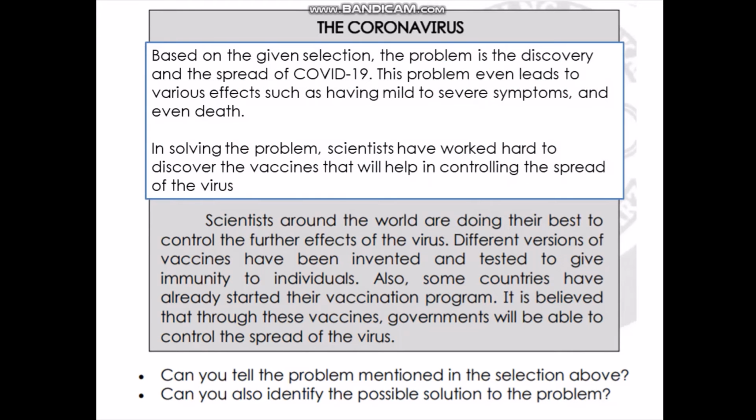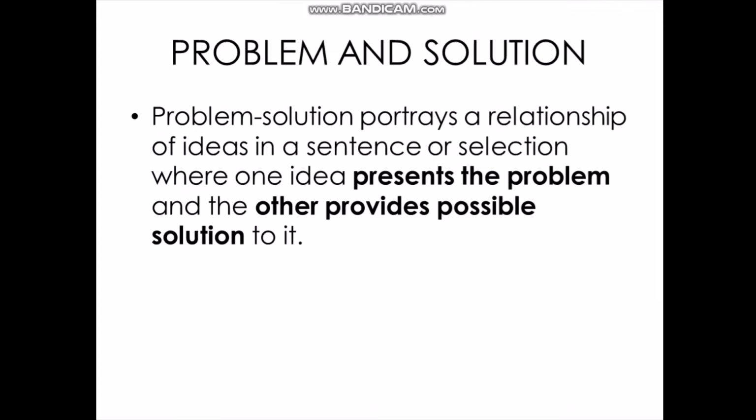So, based on the given selection, the problem is the discovery and the spread of COVID-19. This problem even leads to various effects such as having mild to severe symptoms and even death. So, in solving the problem, scientists have worked hard to discover the vaccines that will help in controlling the spread of the virus. So, what is problem and solution? Problem and solution portrays or shows a relationship of ideas in a sentence or selection where one idea presents the problem and the other provides a possible solution to it.